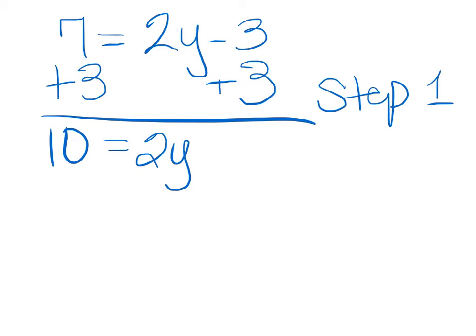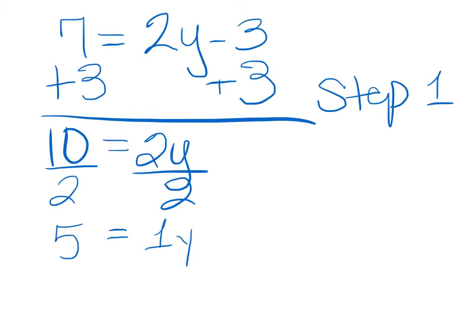So we have multiplication once again. 2 directly beside this y means 2 times y. So now we're going to divide. And remember, you have to divide on both sides. And 2y divided by 2 is going to give us 1y. 10 divided by 2 is going to give us 5. So our final answer is going to be y equals 5.